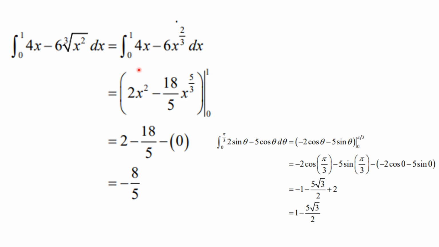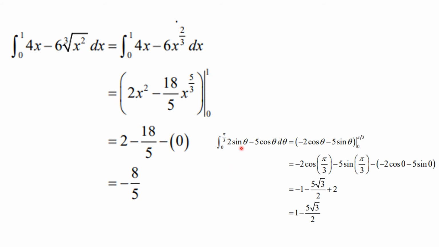So here you just do term by term. This is the antiderivative of that one. This is the antiderivative of this one. Evaluate at 1 and 0. Notice that when I put 0 in, I'm going to have 0. So I'm really just putting 1 in there. I get this, and that is my final answer, minus 8 over 5.